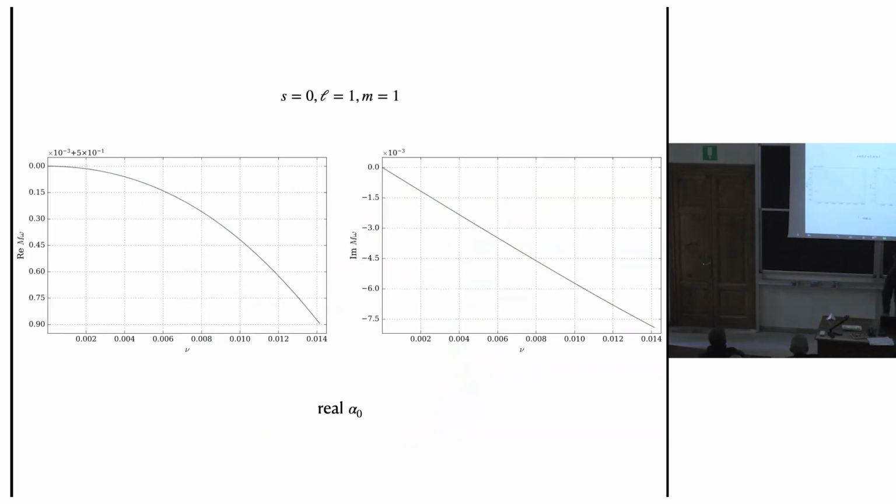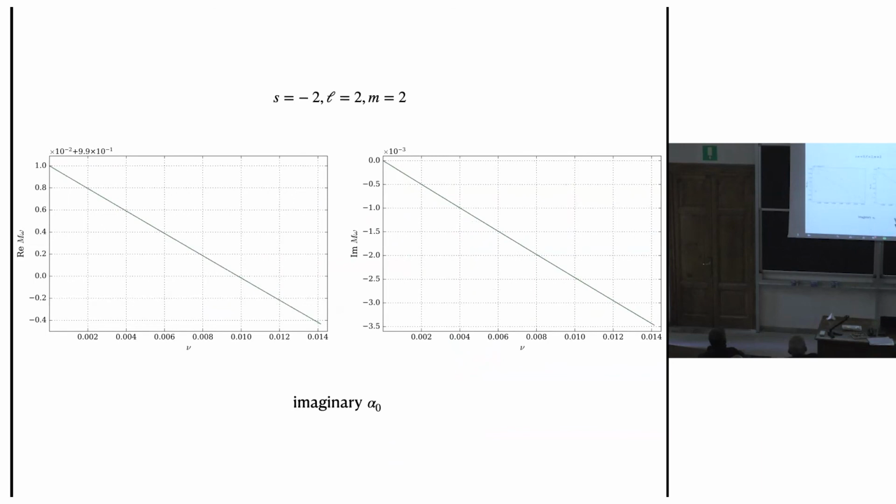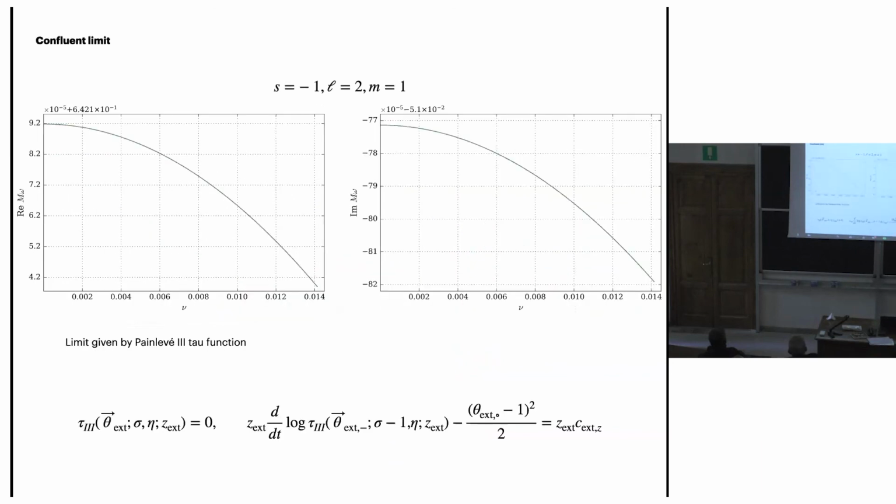Sorry about that. So this is exactly what we find, that, for instance, there are modes like this one, whose imaginary part does not go to 0 as the extremal parameter comes close to 0, where you have the extremal point. And these modes are described by the confluent version of the Teukolsky equation. And in our language, they are described by this third Painlevé transcendent.